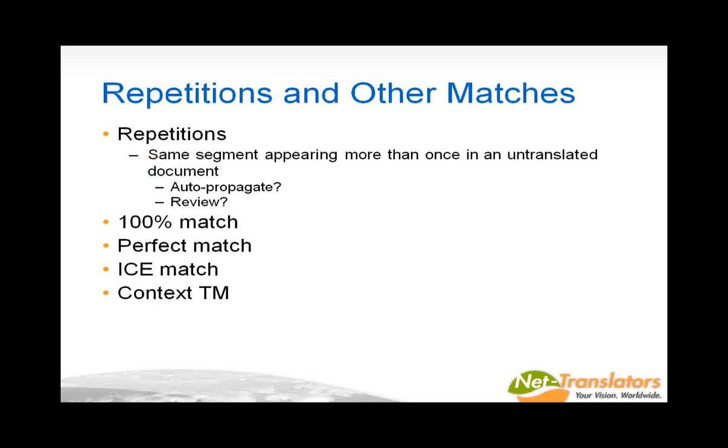So we spoke earlier about the other categories, but I just wanted to take a look at them again for a moment, since they give us additional options and raise other issues such as, should I auto-propagate? Do I need to review repetitions? How much review do I need to do? And on the 100%, the perfect matches, and so on.